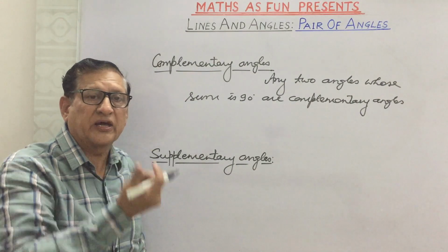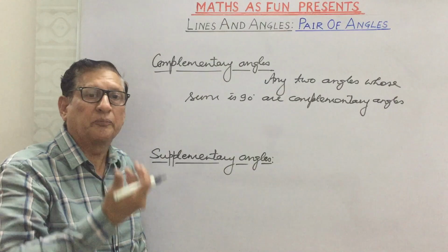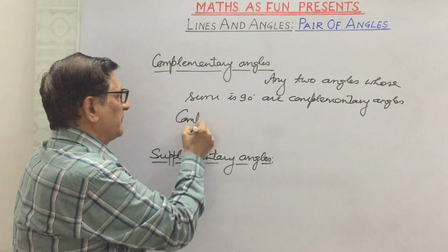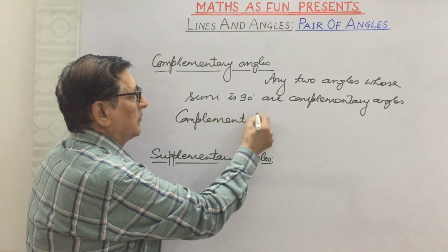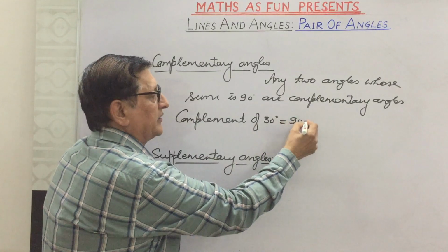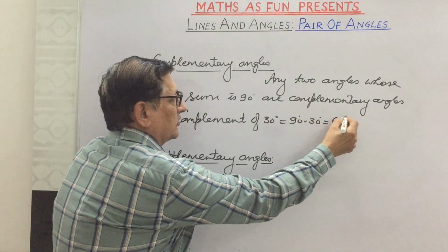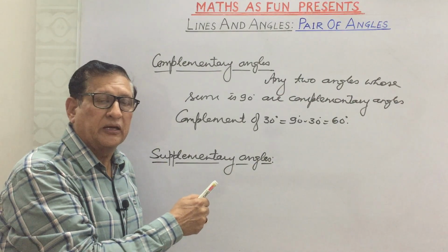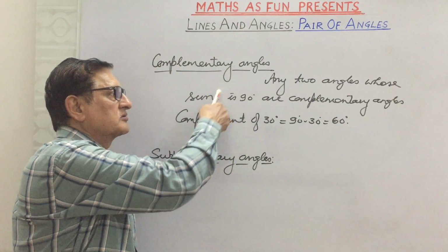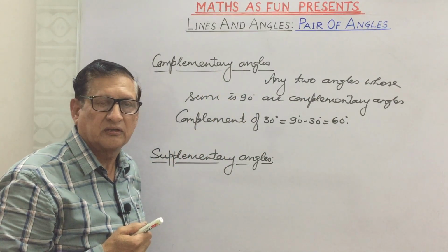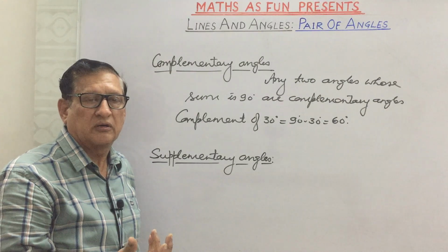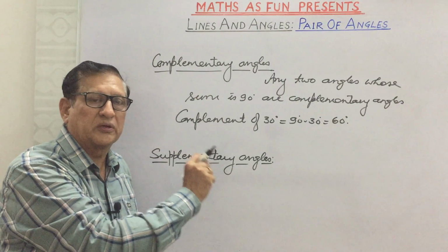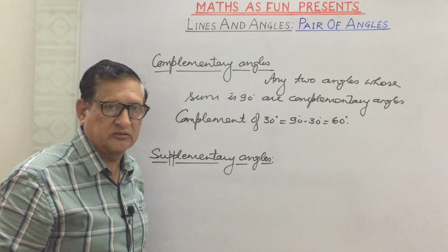So in case you have one of the angles of 30 degrees, what is the complement of it? How to find? So we can say the complement of 30 degrees is 90 minus 30, that is equal to 60 degrees. Here we have to remember one thing. It is not necessary that these two angles are adjacent to each other. They may be any two angles in any of the two figures, but if their sum is 90 degrees, then we say they are complementary angles or complements to each other.